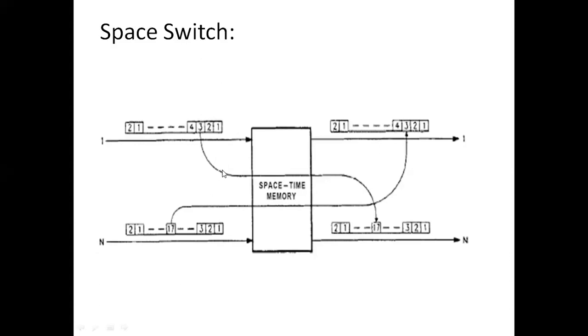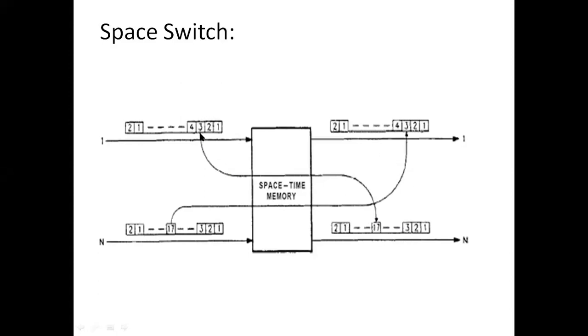What the space switch does is take a slot. If you take a 32-channel PCM highway, there are 32 slots. The space switch takes a particular slot of an incoming PCM highway and transfers that slot into a different slot in any one of the outgoing PCM highways. Remember, it takes one slot of any one of the incoming PCM highways and transfers it to any other slot of any one of the outgoing highways.